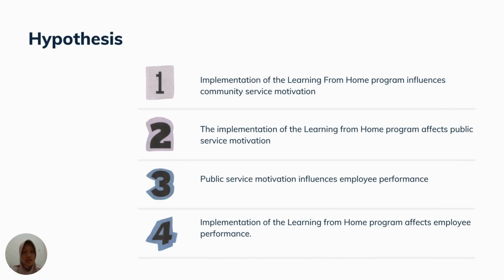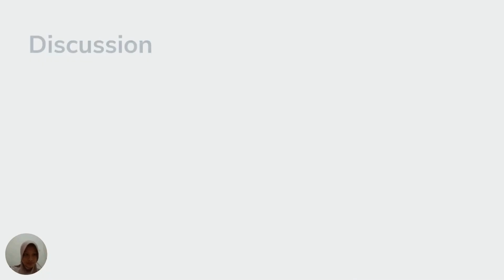In this article, there are four hypotheses. Hypothesis one is that implementations of the Learning from Home program influence community service motivations. Hypothesis two is that implementations of the Learning from Home program affect public service motivation. Hypothesis three is that public service motivations influence employee performance. And hypothesis four is that implementations of the Learning from Home program affect employee performance.